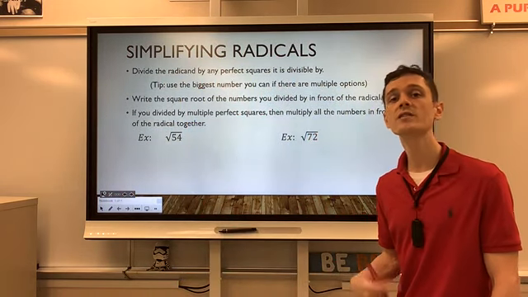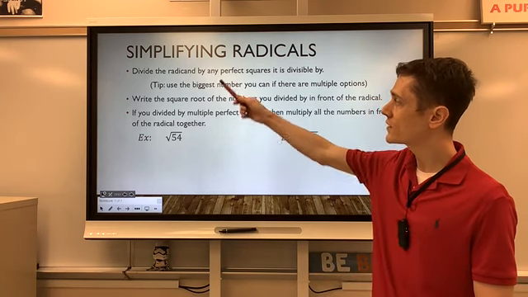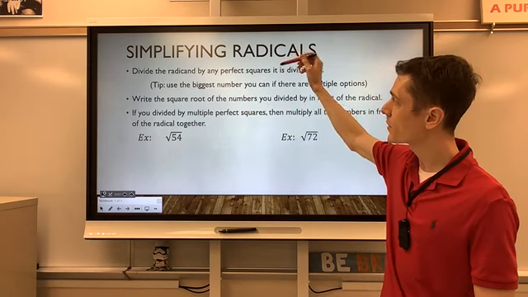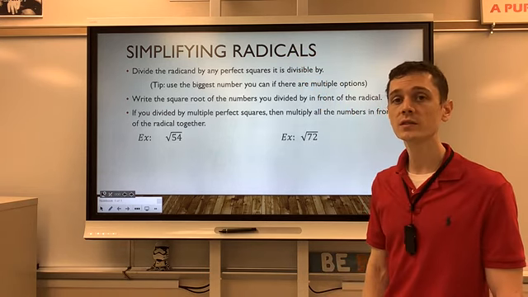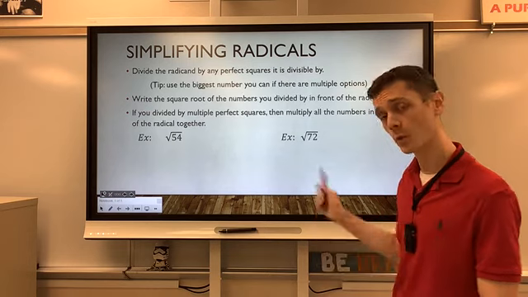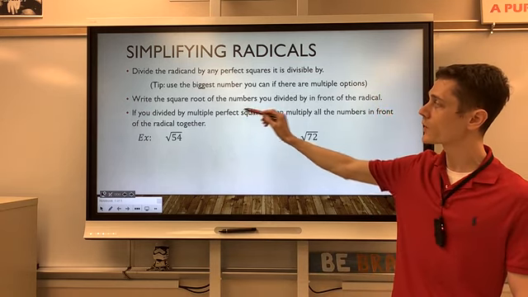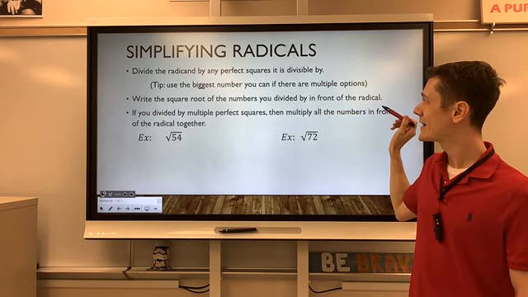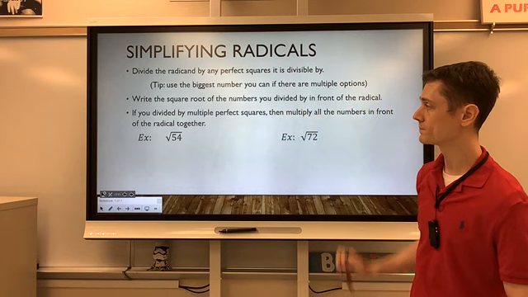So first, the easiest process is how do you simplify a radical by itself? Well, try to divide the radicand by any of the perfect squares it is divisible by. My hint to you would be to use the biggest number possible for this. So that's where we'll look back at the table of perfect squares. And then once you've done that, you're going to write the square root of the number you divided by in front of the radical. So we'll bring that number out front like a coefficient.